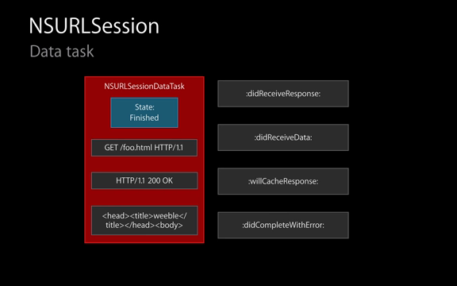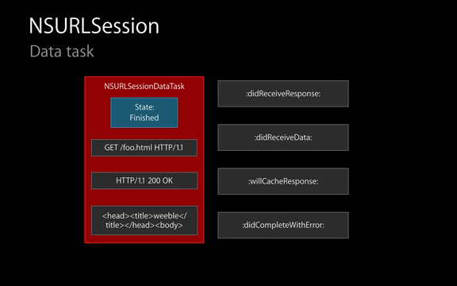The error parameter here then is strictly for transmission errors, like the host cannot be resolved, or a timeout occurred, or you canceled the task while it was in flight. So when you look at the error here, it's going to contain the reason why the transfer failed, and you should assume that the response and the data that you got back are invalid.